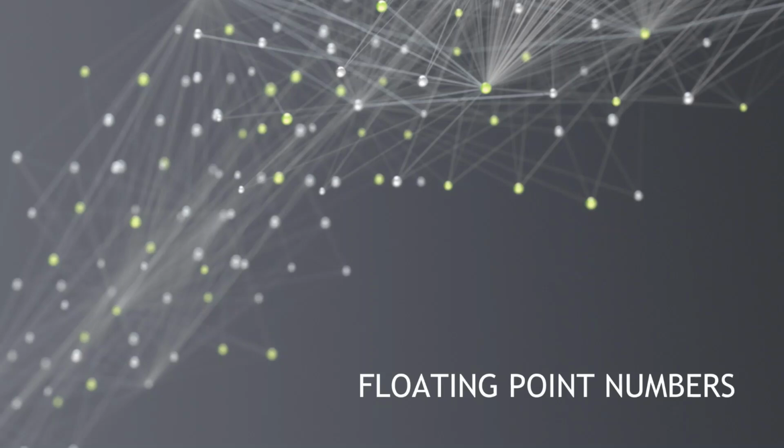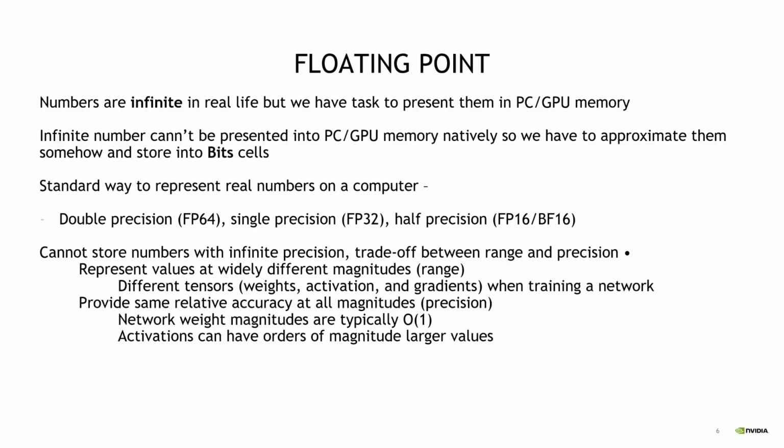Okay, we will start from the beginning, from some simple information, and we will dive deeper into details, into algorithms and implementations. Firstly, we will talk about floating point numbers. Numbers are infinite in real life. They can be infinitely big or infinitely small or infinitely precise. And this is the problem for us because to solve our tasks, we have to present them in our computers, in our memory. And to store them into our memory, we have to approximate them somehow. And after that, store them into our bit cells.